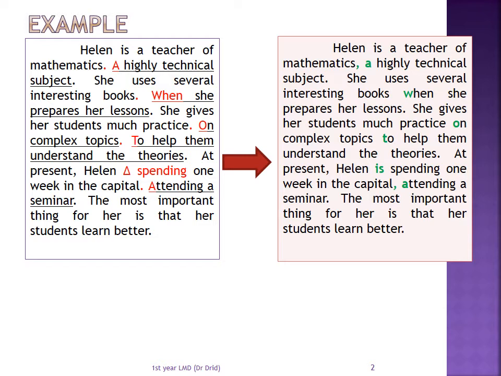Notice that sometimes we use a comma and sometimes we don't use it. This is related to the type of fragment. We continue. At present, Helen is spending 1 week in the capital. So we add the helping verb according to the time of the action, past or present, to the gerund in order to have a complete main verb. Then attending a seminar, we just attach it to the previous part with a comma and we drop the capital letter. Here our paragraph is correct. All the sentences are correct and the paragraph doesn't contain any fragment. Now starting with this example, we can define a fragment.